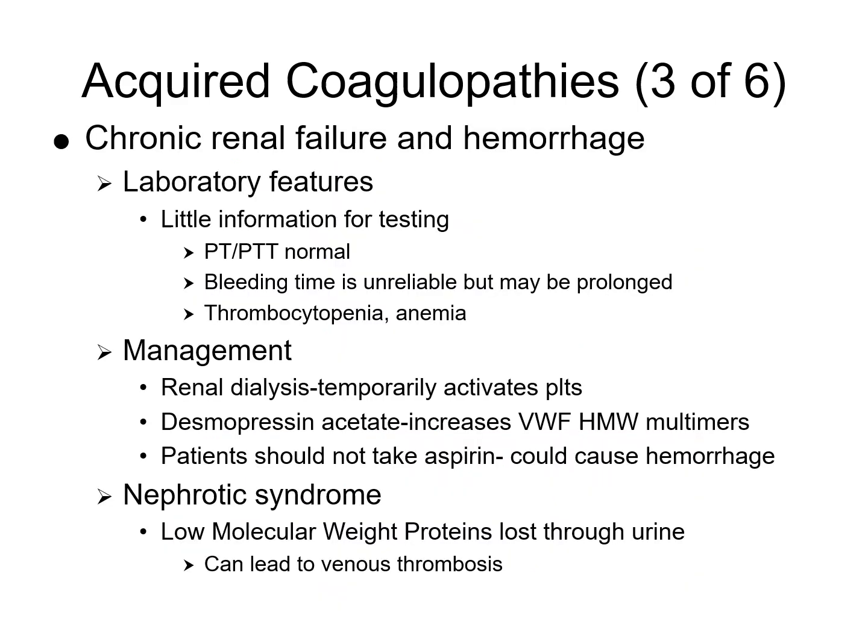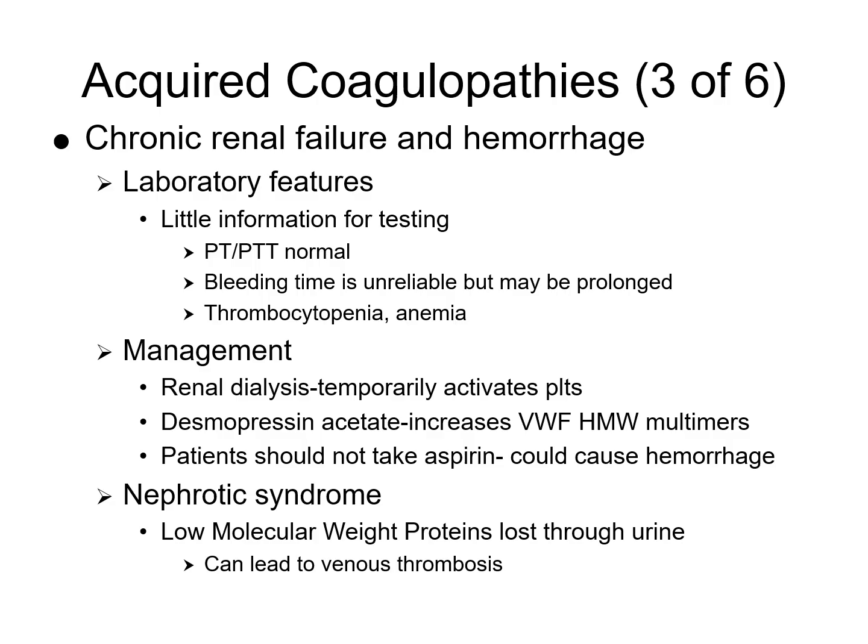For chronic renal failure and hemorrhagic disorders, patients with chronic renal failure are at increased risk of bleeding due to platelet dysfunction and other hematologic abnormalities. Hemorrhagic complications in chronic renal failure are typically mucocutaneous and are not caused by a coagulation factor deficiency, but by uremia-induced platelet dysfunction. For laboratory features, we would have a coagulation screening test.